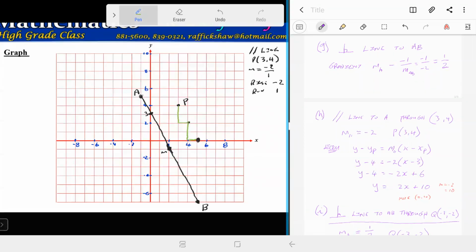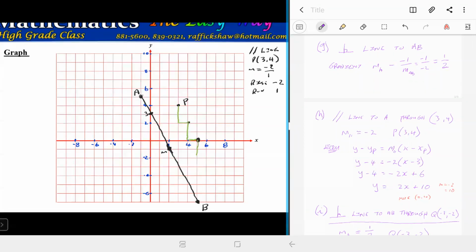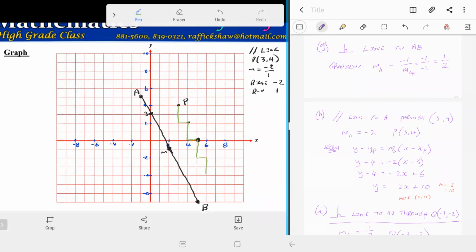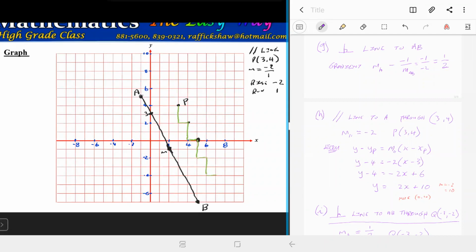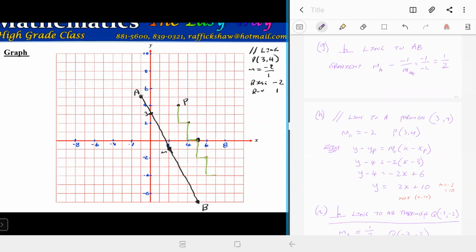And from there, I can continue. I can rise negative 2, run 1. Rise negative 2, run 1. Right? So there's a point here, and I mark them all when I'm finished. There's a point there. Here. I can rise negative 2, run 1. There's a point there. So those are all points on my parallel line.